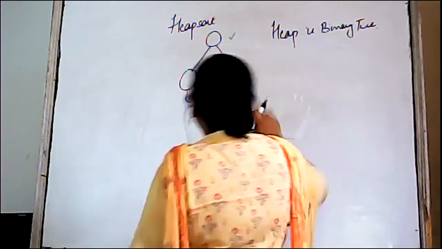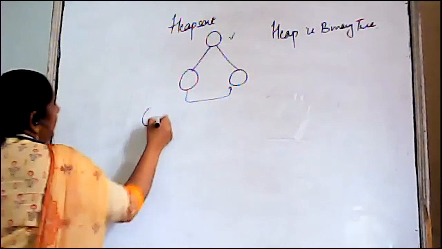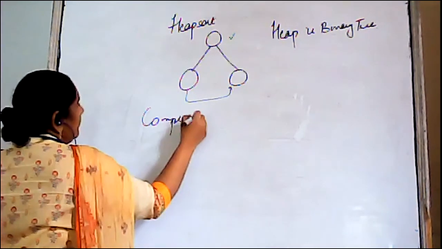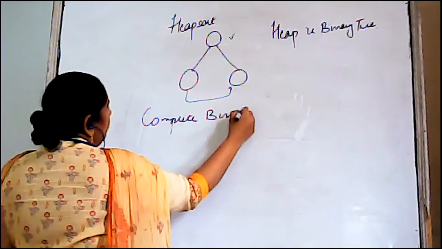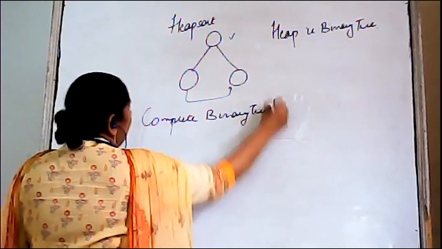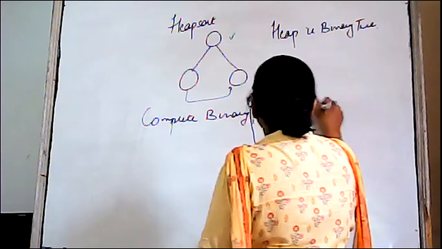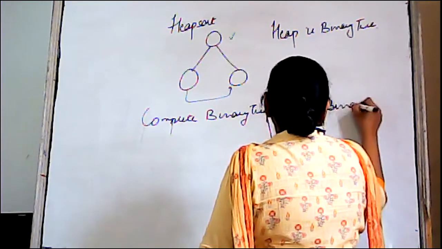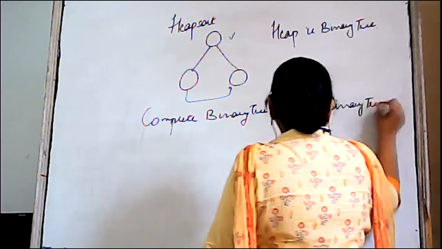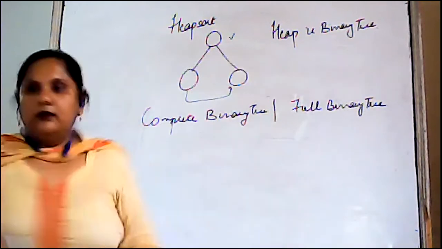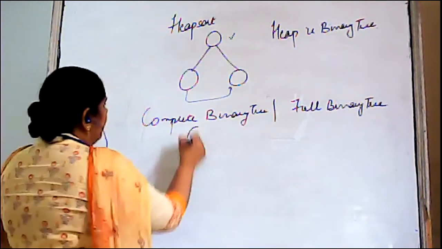So there is one complete binary tree and there is one full binary tree. Now, what is the difference between the two? So for a complete binary tree, we have a tree like this.